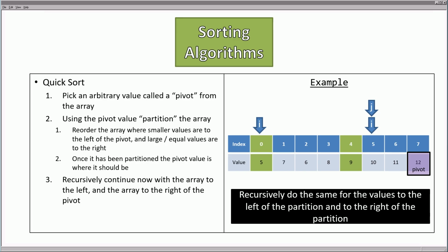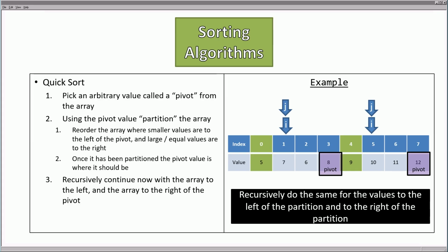Now we recursively do that on the arrays here. But here's the trick. There is no left array. There's only a right. So we recursively do this on the right array, once again, selecting the pivot as the last value, and then running this one more time.